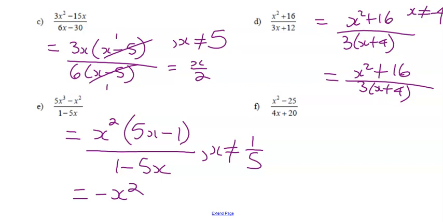So first you state the restriction, x cannot be positive 1/5. And secondly, we go, hey, I got 5x minus 1. I got 1 minus 5x. Same two terms, opposite sign. The shortcut is cross them off, put a negative sign up top.